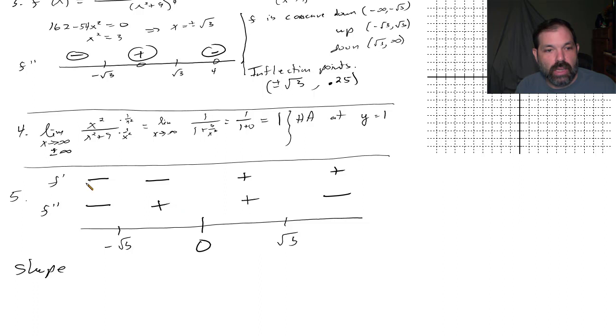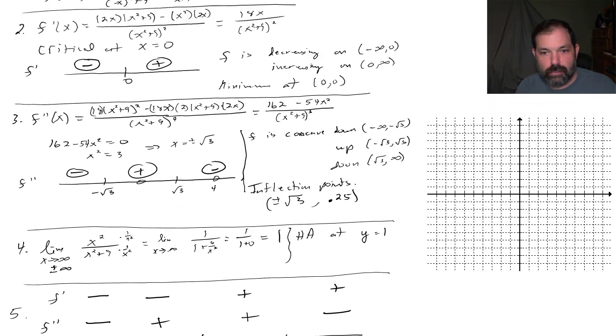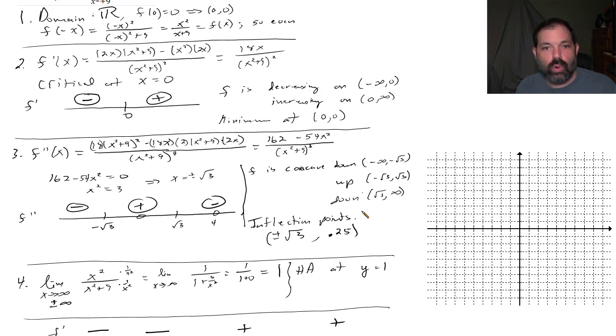So what is the shape over each of these intervals? Decreasing and concave down over the first interval. Decreasing and concave up over the second interval. Increasing and concave up. Increasing and concave down. So there's the general shape of the curve over each interval. Now let's fill in the details. What are the important points? I've got a minimum at 0, 0. I've got inflection points at y equals 0.25. And then I've got a horizontal asymptote at y equals 1.